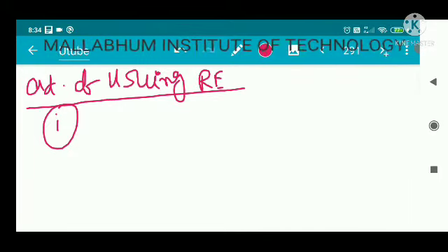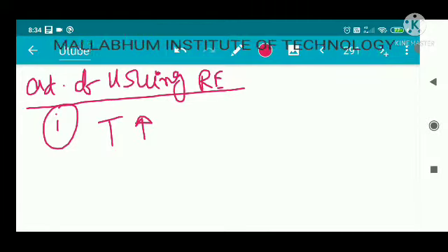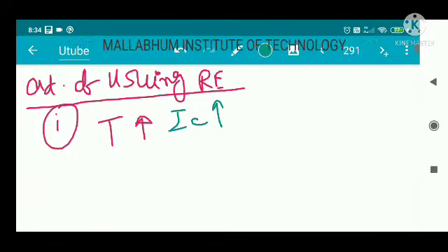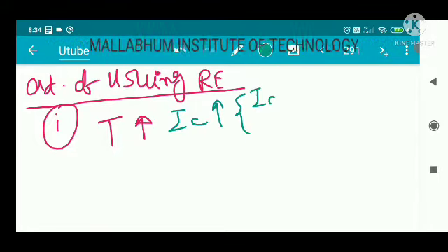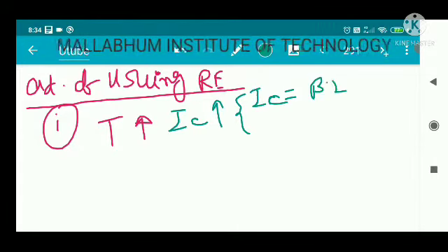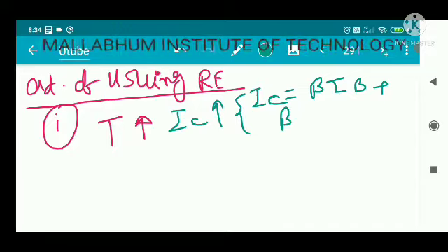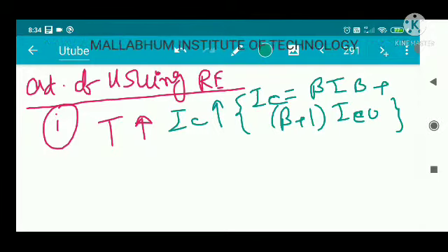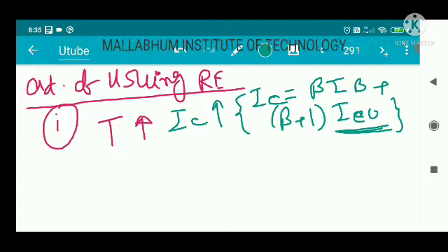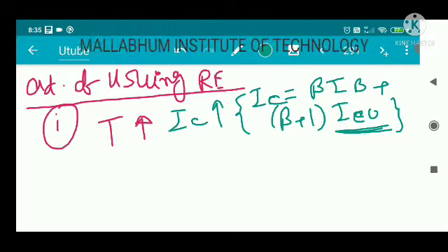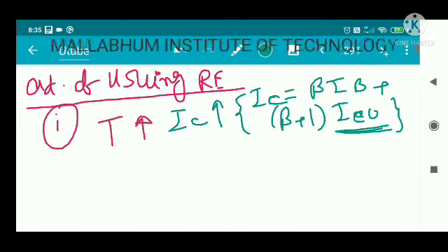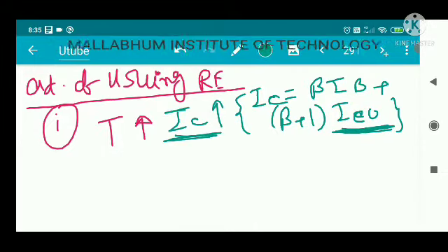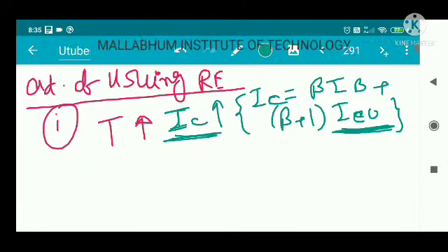Now what happens if the temperature increases? In the simple configuration, if the temperature increases, your IC will increase. Why will IC increase? Because in the expression for IC you will encounter that IC equals beta IB plus (beta plus 1) IC naught. Now this IC naught is responsible, because IC naught is nothing but the reverse saturation current at the collector junction. If the temperature increases, this reverse saturation current will also increase, which also increases the value of IC. Now if IC changes, then the operating point will also change.